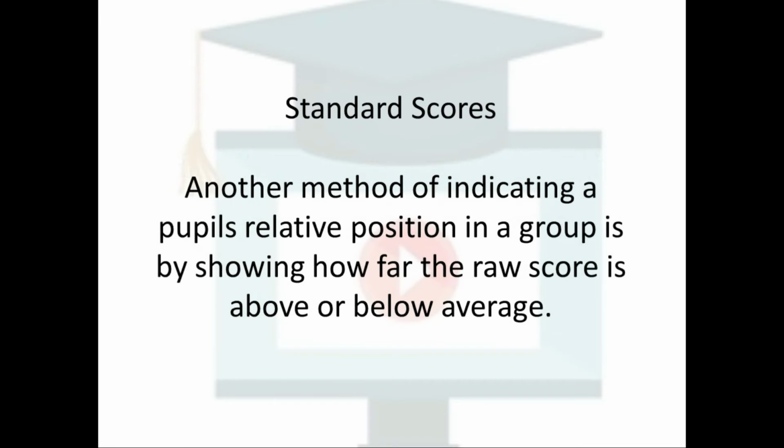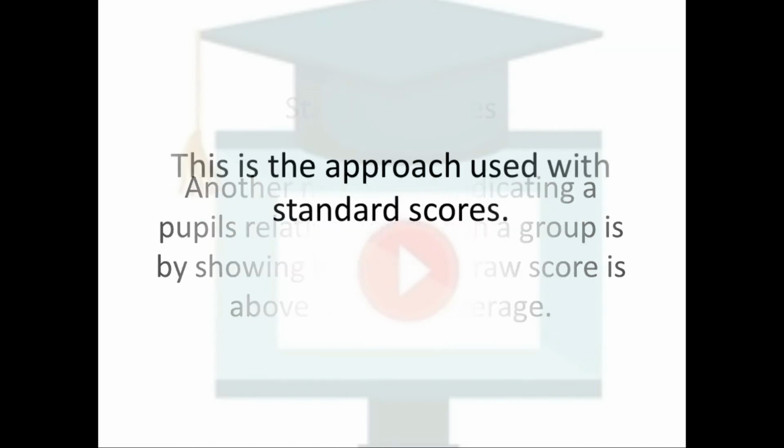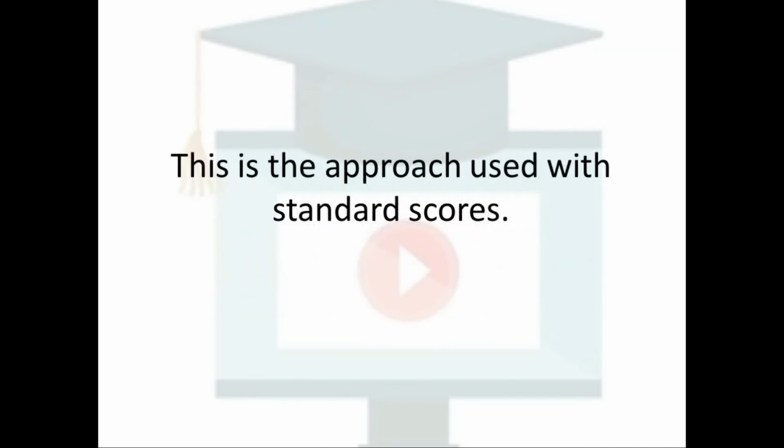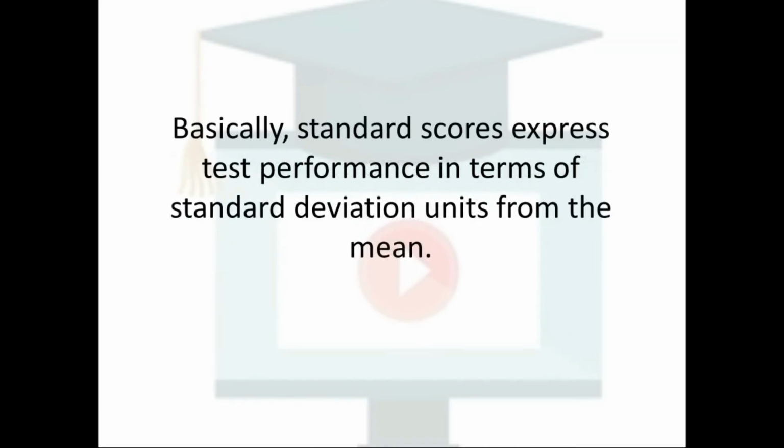0.75. Standard scores. Another method of indicating a pupil's relative position in a group is by showing how far the raw score is above or below average. This is the approach used with standard scores.